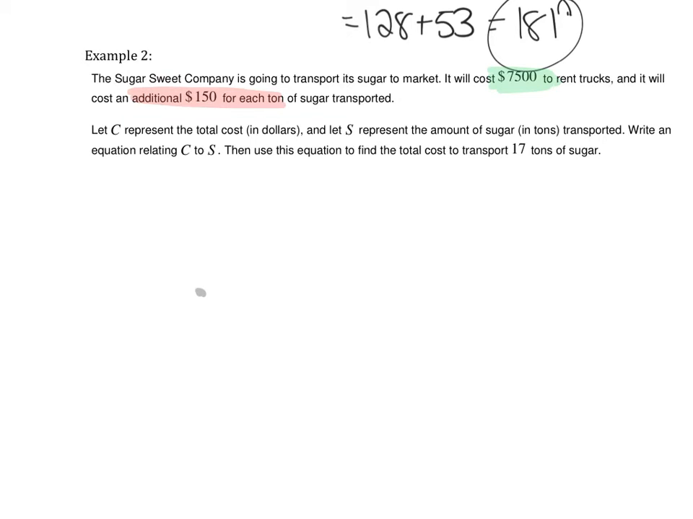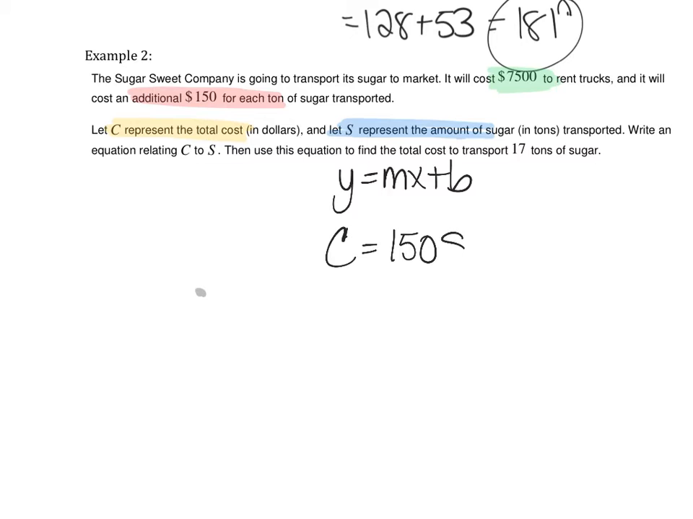And then it says let C represent the total, so I know right off the bat that C must be my y because it represents the total. And I know that S must be my x value when I write my equation. So again, remember your equation should look like y equals mx plus b, but you're using different variables. So let's write our equation from here. C is equal to, the slope is 150, the other variable that we're using is S for sugar, plus 7,500.